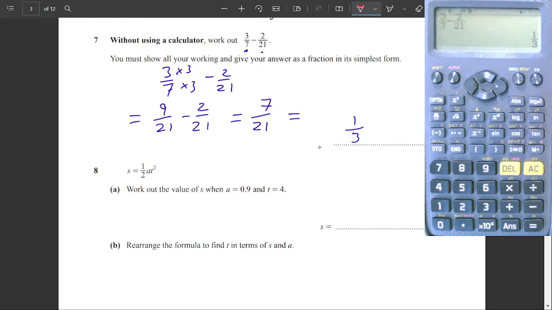Okay, 1 mark for getting the equivalent fraction, and then once you have shown all your working out, you do get that mark for the correct answer in its simplest form.